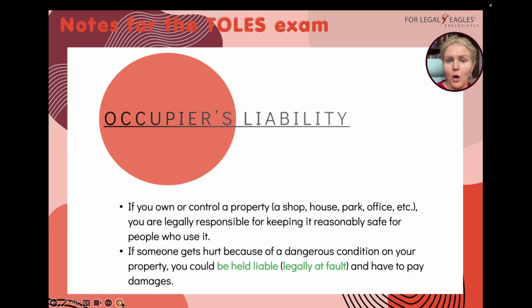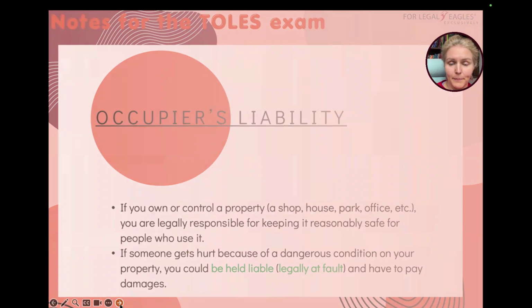Imagine if you own or control some real property. It could be a house or an office or a park. You are legally responsible for keeping it safe for anybody who is there. If someone gets hurt because of a dangerous condition of that property, you could be held liable and have to pay damages. Be held liable means to be held legally at fault, usually by a court or a tribunal.